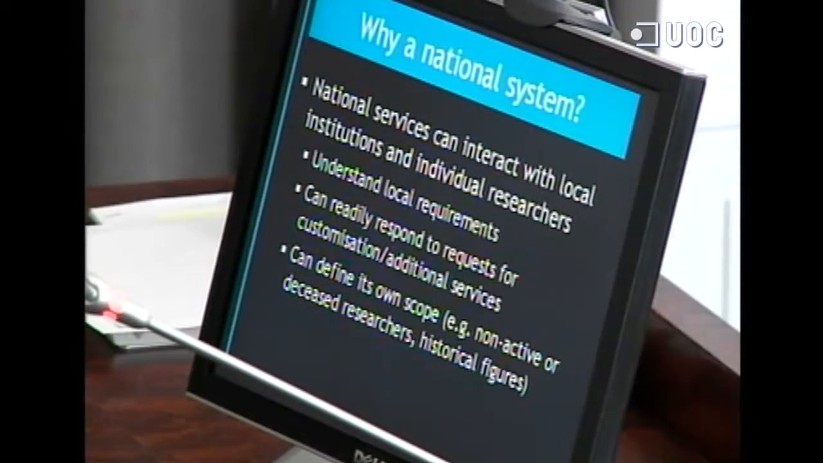I think one thing that a national service can do possibly more easily than an international one is the interaction with local institutions and local researchers.